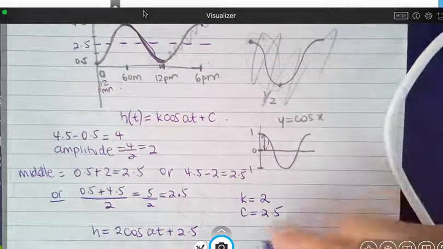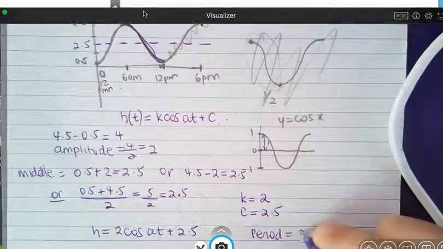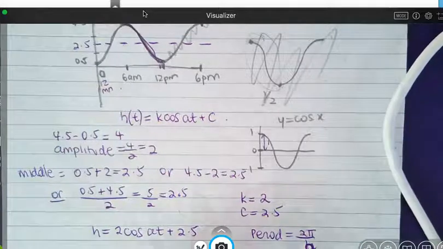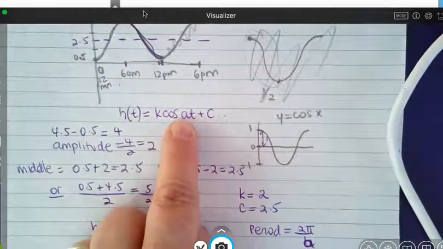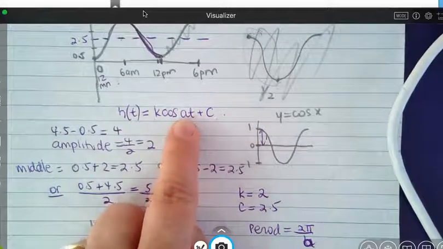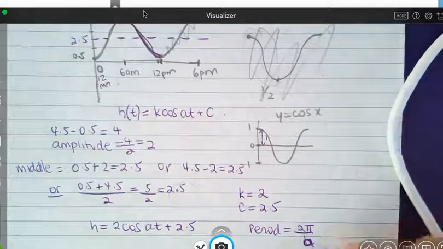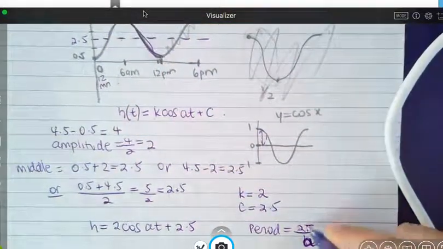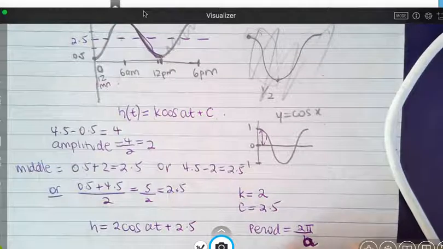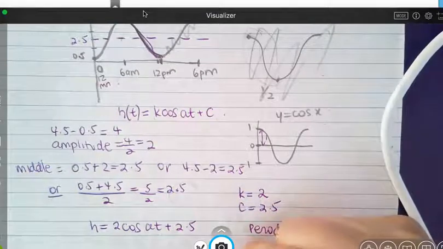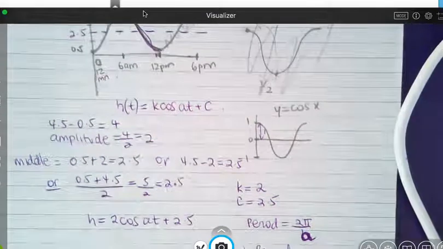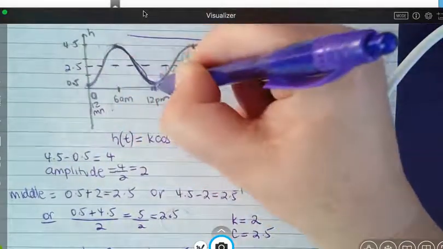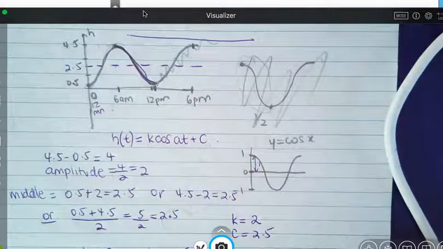Now, the period is always 2 pi over B, or 2 pi on A, because it's called A in that graph. The period of my curve is 2 pi divided by the coefficient of what's normally X, but I've got A. Can you see what the period is in terms of time on your graph? If you read off the graph, the period is how long for one full curve? How many hours? 12 hours. So it's also 12 hours.